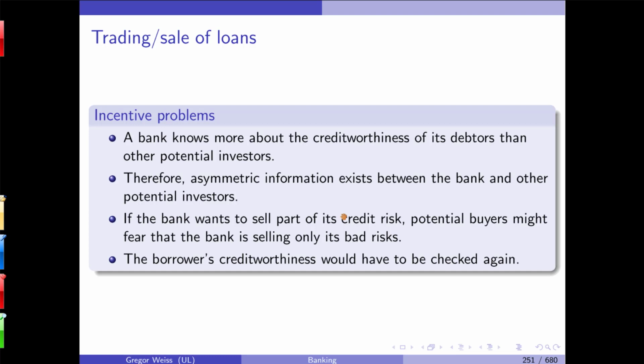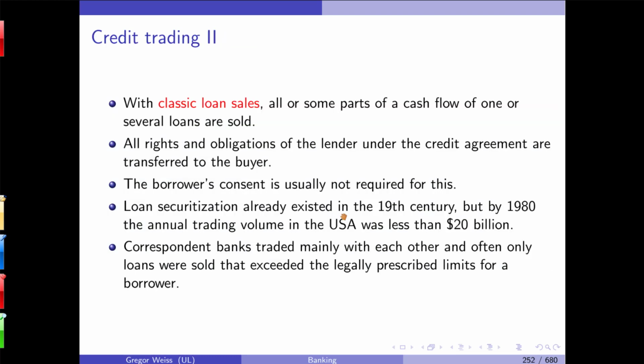Now, you want to sell a loan. The borrower's creditworthiness would have to be checked again and again. So what you do is, you can try to do a classic loan sale. Under German law, simply Forderungsabtretung. Ja, Sie können eine Forderung ja abtreten an irgendjemanden.